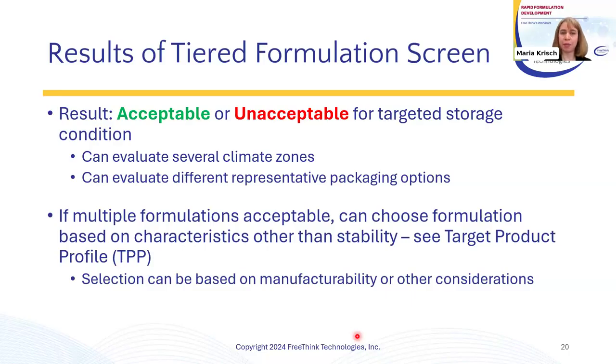One possibility is that multiple formulations are acceptable. And in that case, you basically can choose your formulation based on orthogonal characteristics that are not stability, right? So in that case, you want to look back to the target product profile and select based on something like manufacturability or biological considerations.